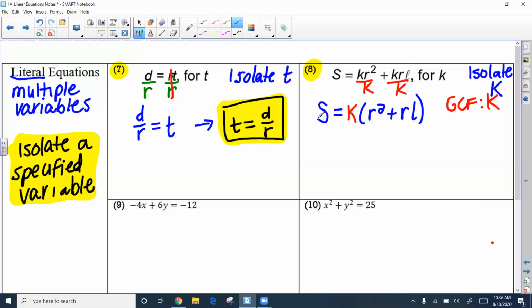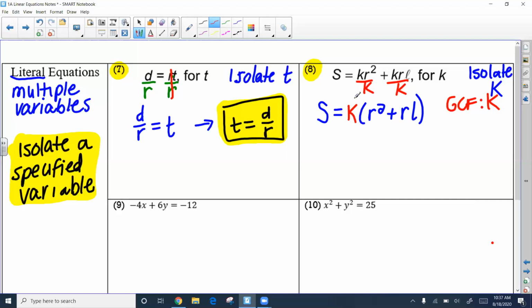So all I've done so far is factor out a K. And even though I could have factored out a K and an R, since I'm trying to get the K by itself, I only factored out the K. So I have S equals K times R squared plus RL.